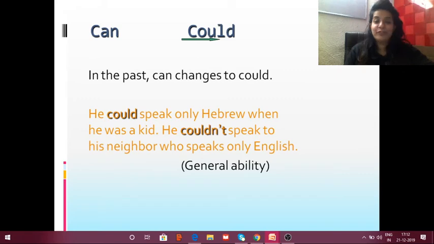Then we have could. Now, in the past, can changes to could. He could speak only Hebrew when he was a kid. He could speak because when we are talking about past, we use could.